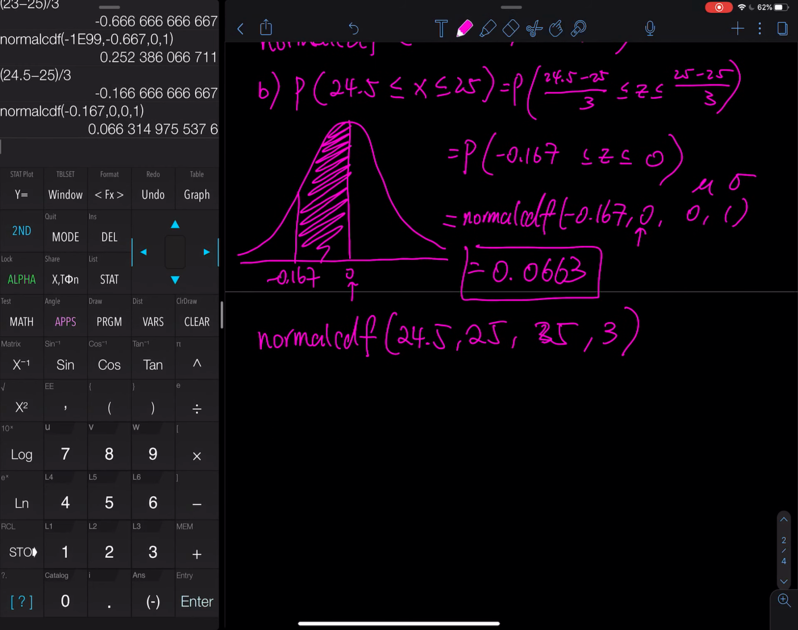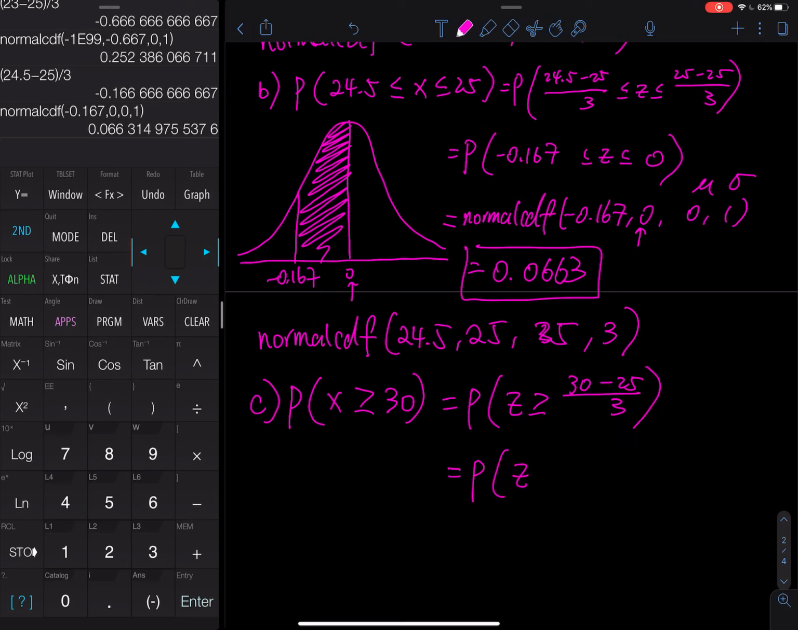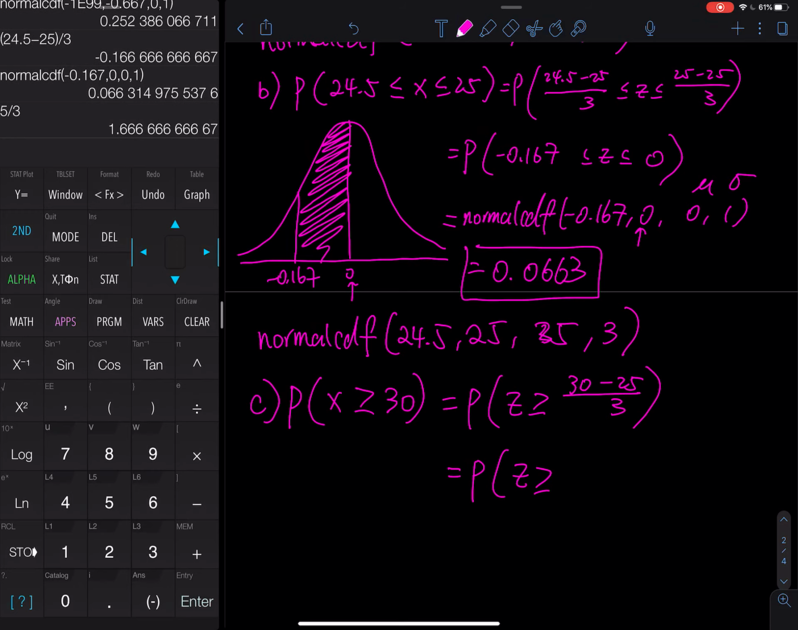C is no less than 30 pounds. So the opposite of less than is greater than or equal to 30 pounds. So we standardize that. So this is Z greater than or equal to 30 minus the mean divided by 3. And then we have probability Z is greater than or equal to. So 30 minus 25 is 5, right? So 5 divided by 3, we have 1.667.